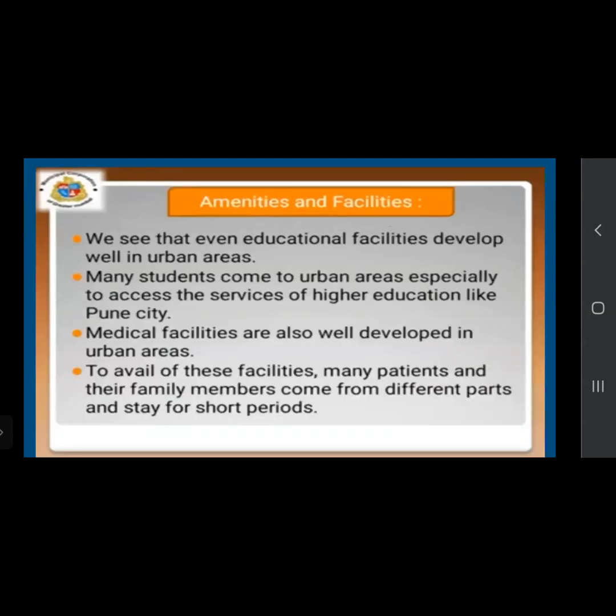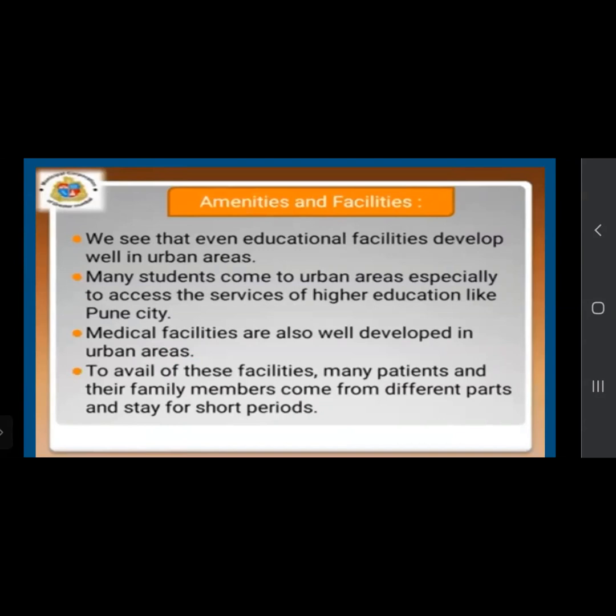We see that even education facilities develop well in urban areas. So in urban areas, even education facilities are more developed than in the rural areas. Many students come to urban areas especially to avail the service of higher education, like in Pune city.